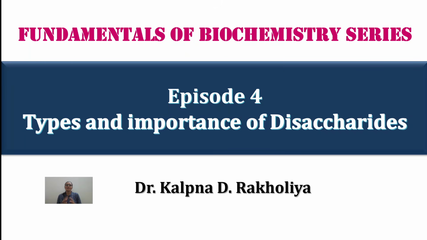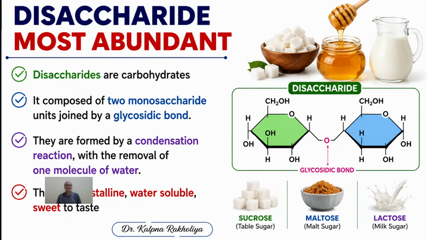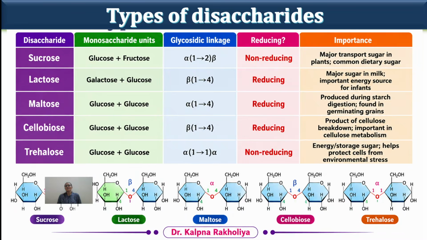In the last episode we discussed the structure and properties of the monosaccharide. So let's discuss the disaccharide. Disaccharides are the most abundant sugars, composed of two monosaccharide units joined together by a glycosidic bond. Here you can see one monosaccharide and a second monosaccharide, both joined together by a glycosidic bond through a condensation process, releasing one water molecule. Right? So let's discuss different examples of the disaccharide.